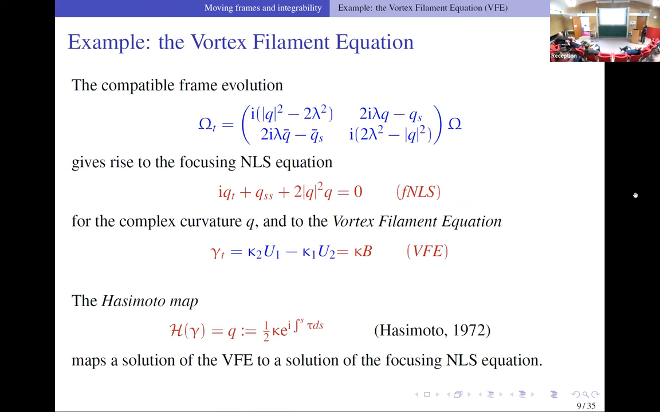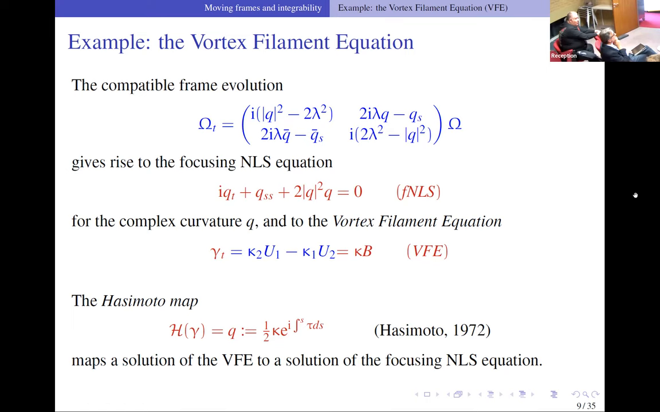All right, so for the vortex filament, that's the compatible evolution that I start with, the long course that I have killed there. If you write down the compatibility, you get the NLS equation, the focusing one. And also, if you look at the evolution in terms of U1 and U2, again, you recover the binormal flow. And here, 1972, the Hasimoto map, and here is the production.